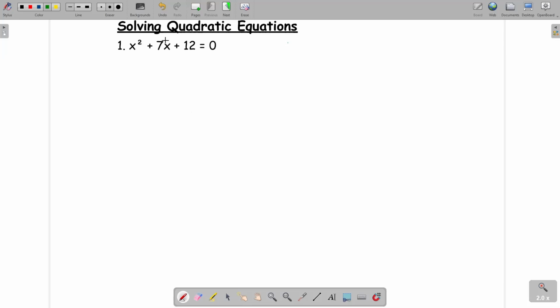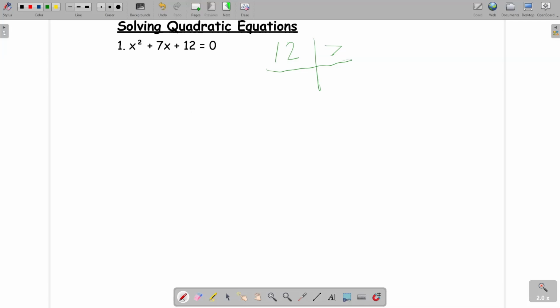Okay, so here we have a pretty good equation to work with, right? We don't really have to do anything special. All we have to do is find the two numbers, right? So what two numbers will multiply to give us 12 and add to give us 7, right? So we can try a couple different ones.